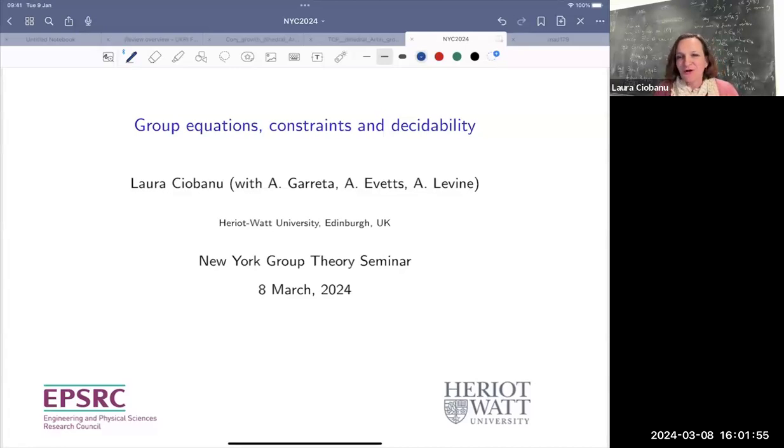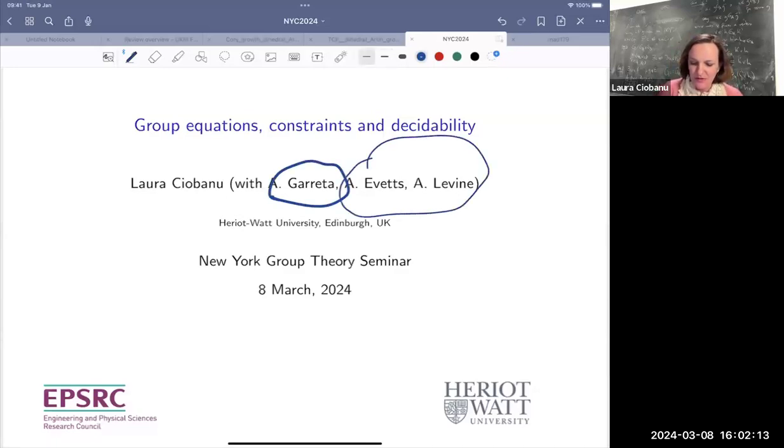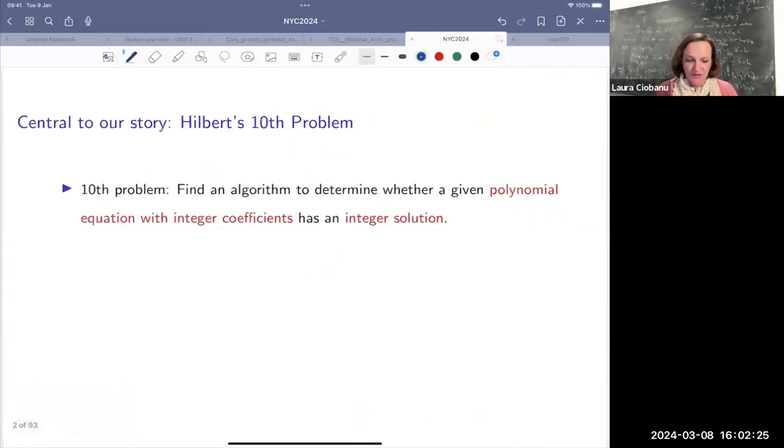I'm very happy to talk, although it reminds me of the pandemic because I haven't done Zoom talks in a while. I will talk about two papers, one with Albert Garreta that I think everybody knows in New York, and the second paper is with Alex Evets and Alex Levine. This is a very special crowd in New York with a lot of experts, so I will maybe not do as much introduction as I normally would.